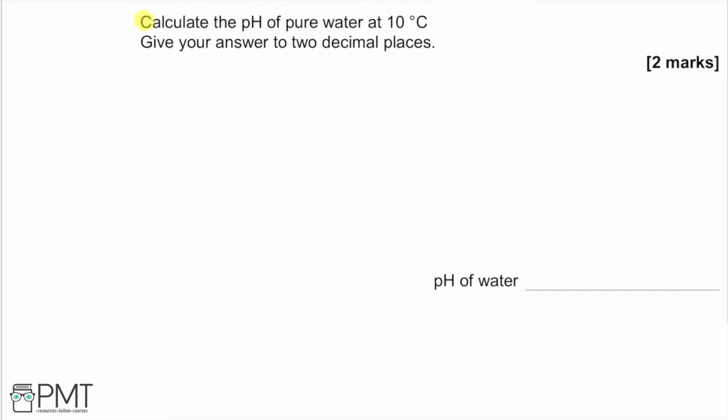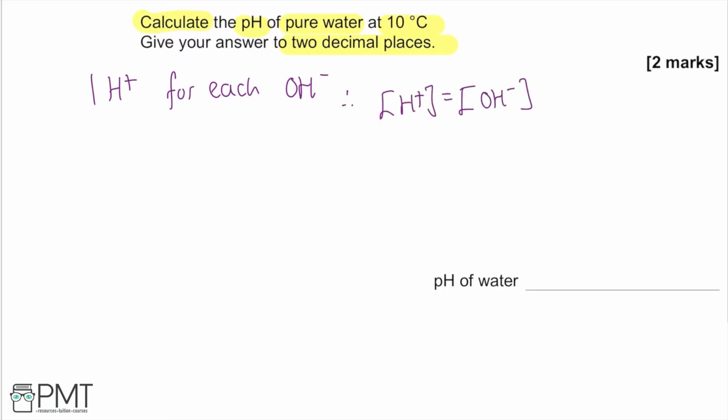The next part of the question asks us to calculate the pH of pure water at 10 degrees Celsius and to give our answer to 2 decimal places. Now, in pure water, there is always one H+ ion for each OH- ion. So the concentration of H+ equals the concentration of OH-, which means that we can write Kw equals the concentration of H+ squared.